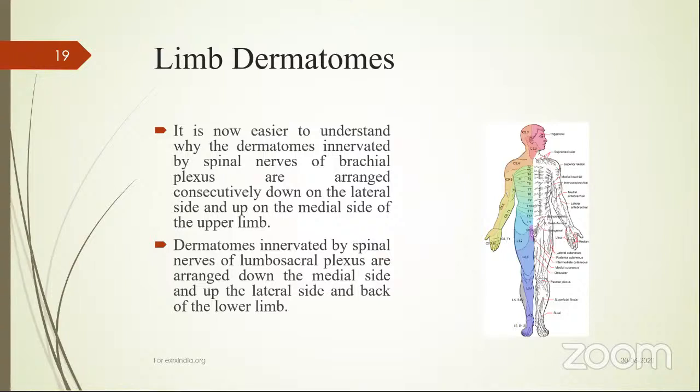The same thing in the lower limb: if you see, the arrangement is down medially and up laterally. So L2, L3 down, L3, L4, then L4, L5, then laterally it goes up, L5, S1, like that. This is how clinically we can understand the changes that take place in the upper limb and lower limb.